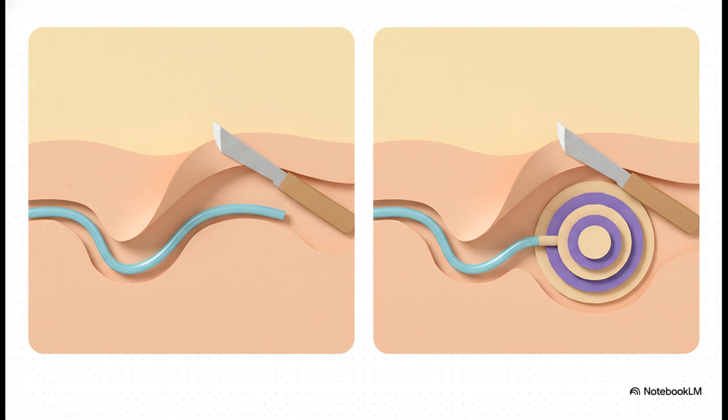Removing these tunneled devices actually requires some pretty significant work, so when you're reading through that operative report, you really want to hunt for those juicy keywords that justify the effort. Look for things like blunt dissection, making an incision, or the use of the term explant.